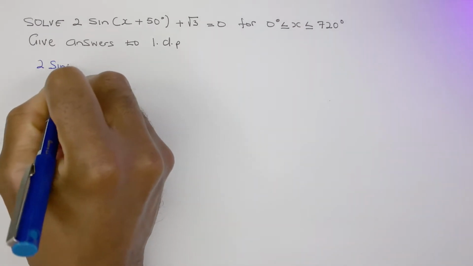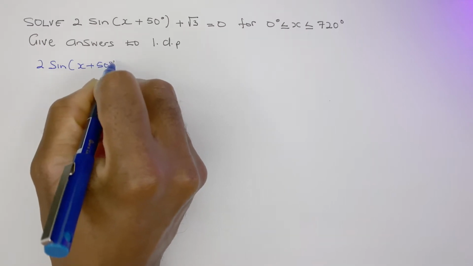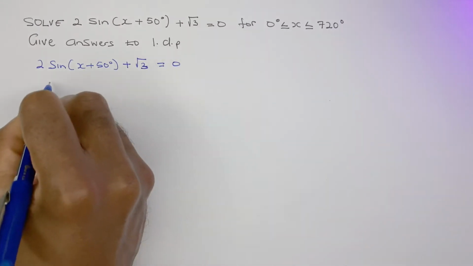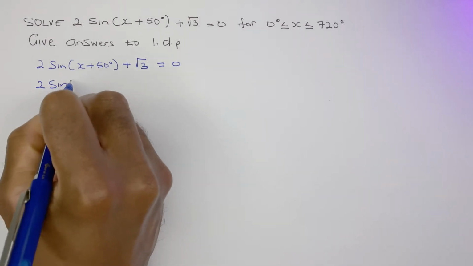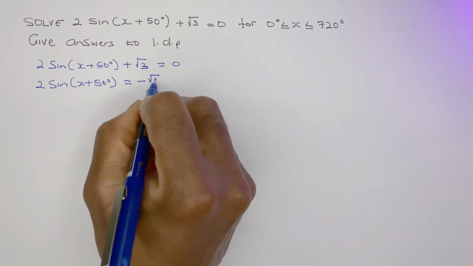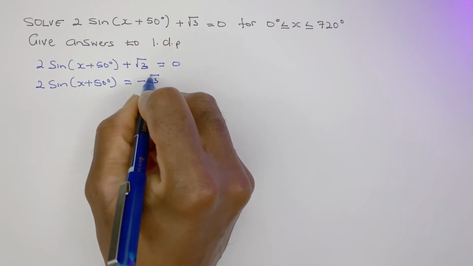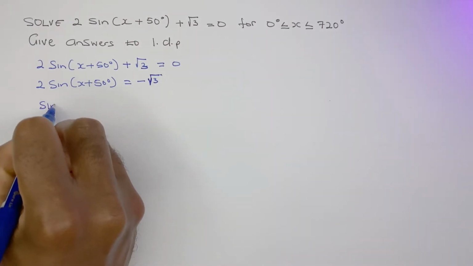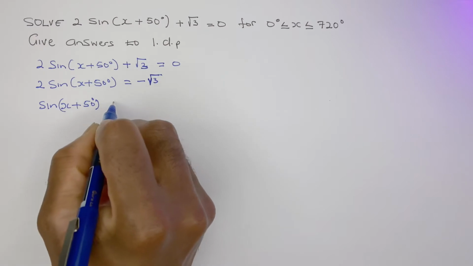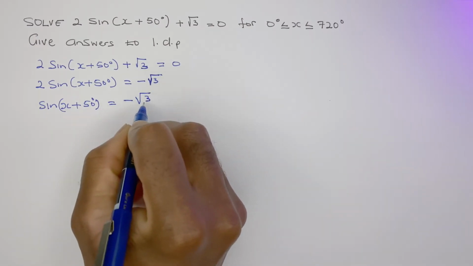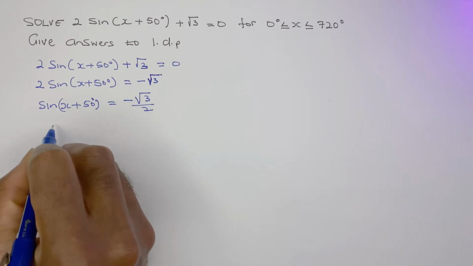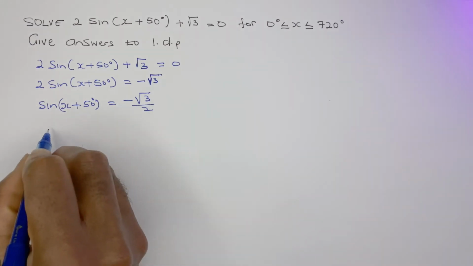2 sine open bracket x plus 50 degrees close bracket plus root of 3 equals 0. So we have 2 sine x plus 50 degrees equals minus root of 3. Then I have sine x plus 50 degrees equals minus root of 3 over 2. Minus root of 3 over 2 is familiar. So the best is to divide both sides by sine.